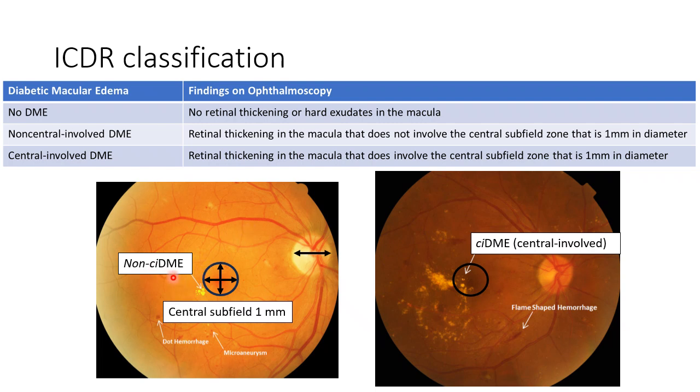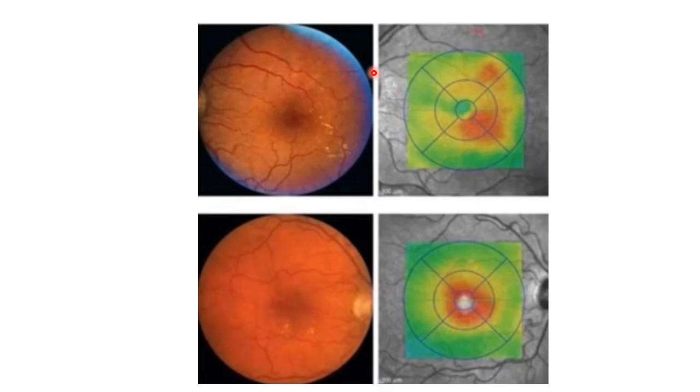So this is non-center involved DME because the exudates are falling outside this 1 mm circle. Center involved DME, the exudates are falling within the circle. So this is another classification, right? This is what you mean by the central subfield 1 mm.